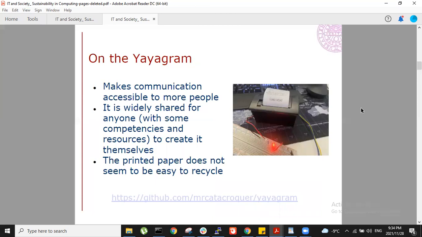The printed paper does not seem to be easy to recycle just because it's printed, and the content on the paper is also not very open or in a big font. So in general, you can't recycle the paper.